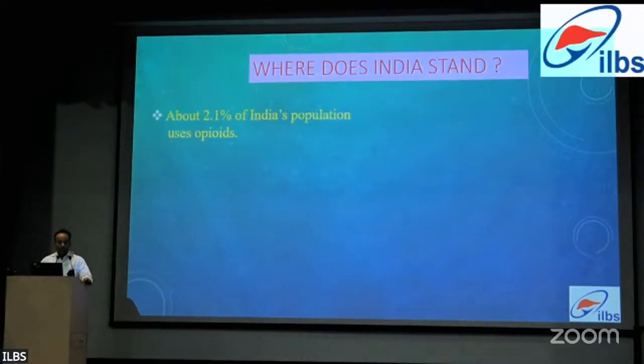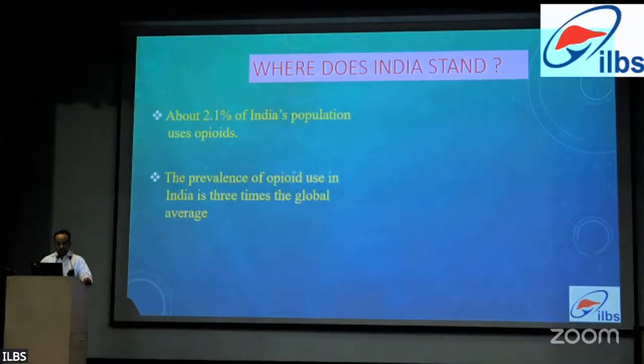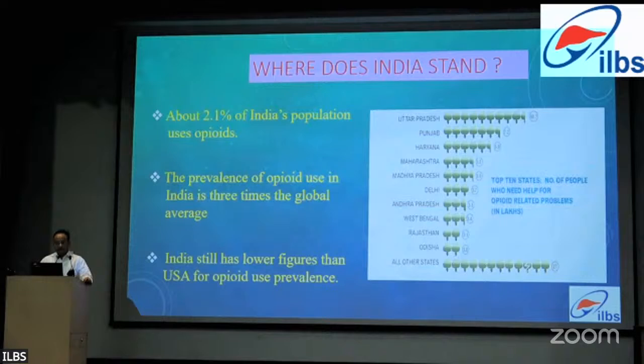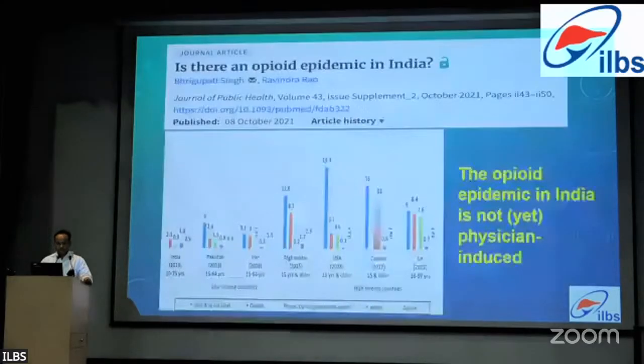In India, about 2.1% of the population uses opioids. The overall prevalence of opioid use in India is estimated to be around 3 times the global average. While this overall prevalence is less, the absolute burden in a country of our size is enormous. Looking at the state-wise data in India, Uttar Pradesh, Punjab, and Haryana contribute the maximum number of people who need help for opioid-related problems. And it also signifies that it is not just a Western problem, now it is very much in India also.